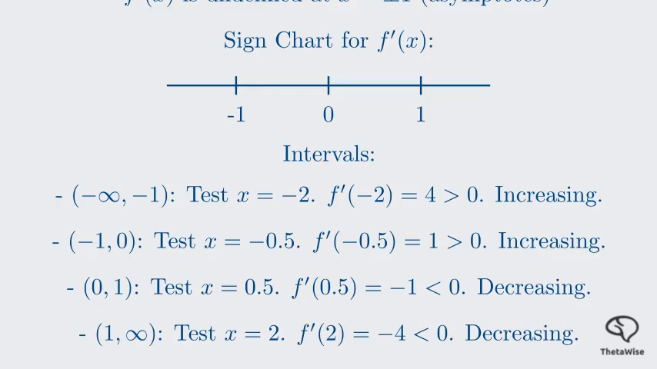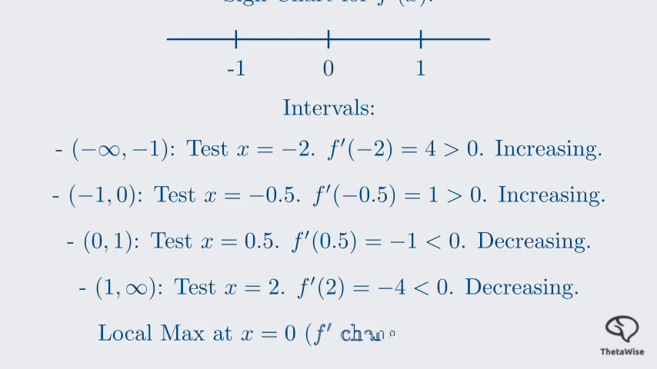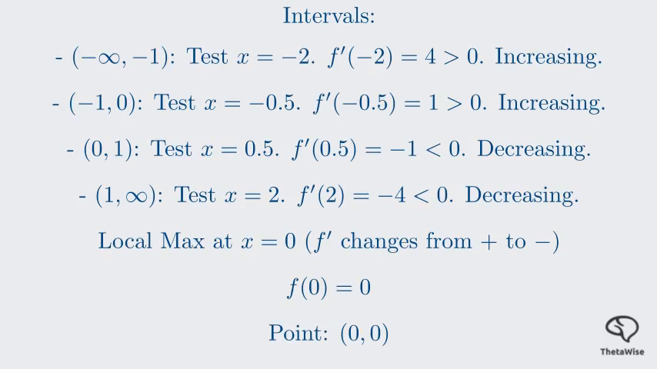Now let's classify our critical point at x equals 0. The derivative changes from positive to negative. This means we have a local maximum at x equals 0. The y value is f of 0, which is 0. So there's a local maximum at the origin, 0, 0. We've now analyzed the increase, decrease, and local extrema for this function.